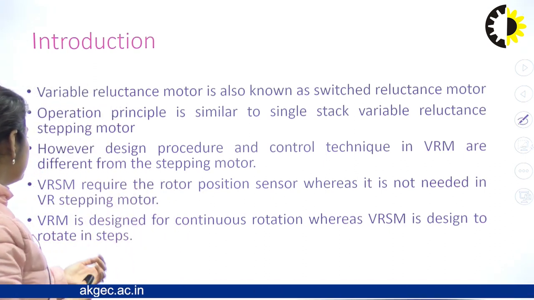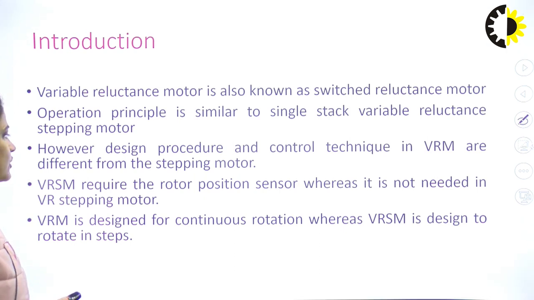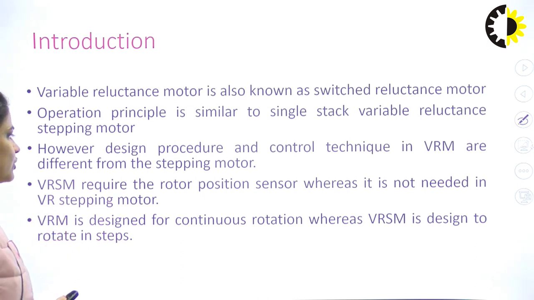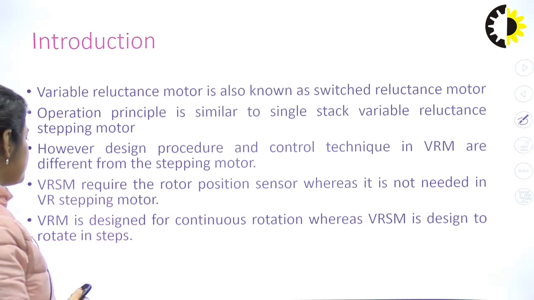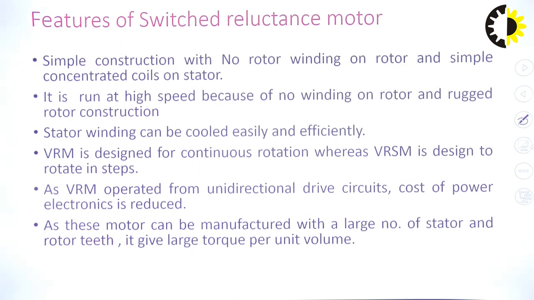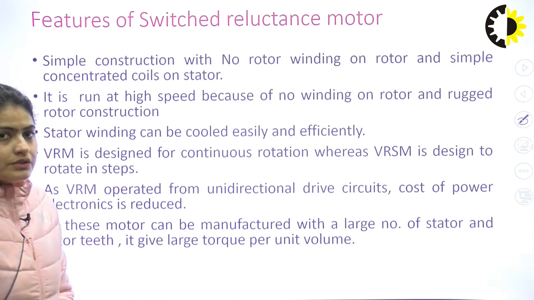The variable reluctance switch motor requires the rotor position sensor, whereas it is not needed for the variable reluctance stepping motor. The VRM is designed for continuous rotor operation, as I said, and the variable reluctance stepping motor is designed to rotate in steps. So these are the major features.